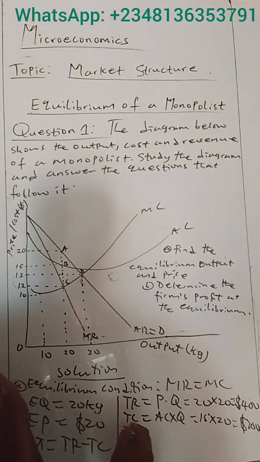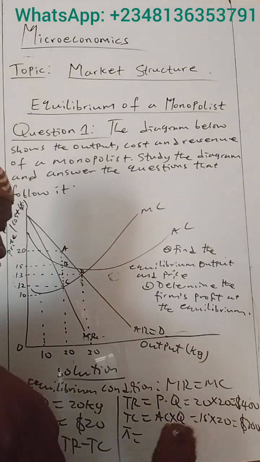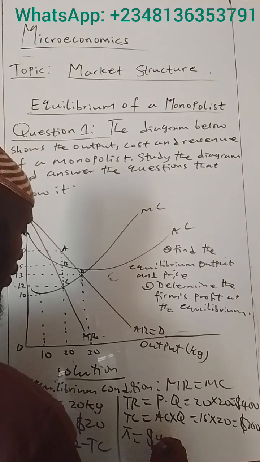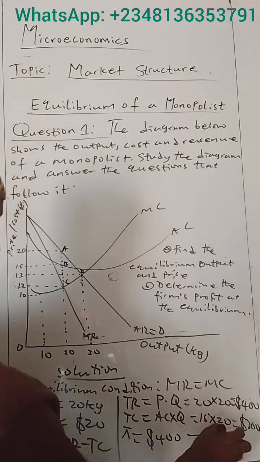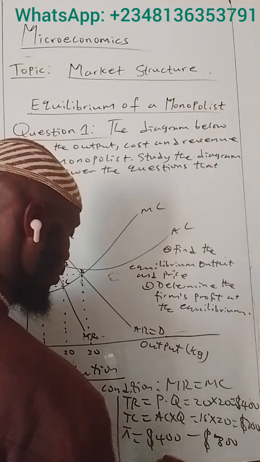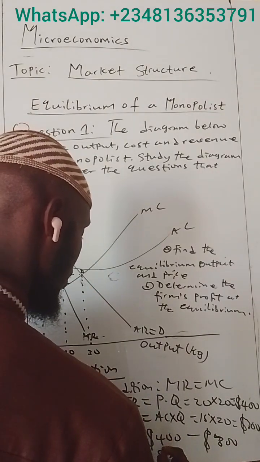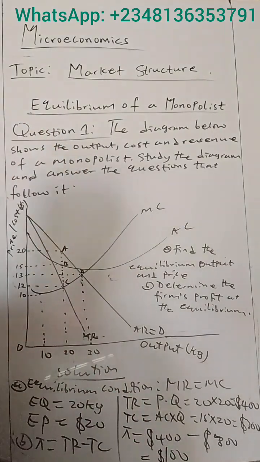Therefore, the profit is equal to TR minus TC. What is our TR? We got 400. Then minus our TC, we got 300. So therefore, the answer is 100 US dollars. So that is the profit of the firm.